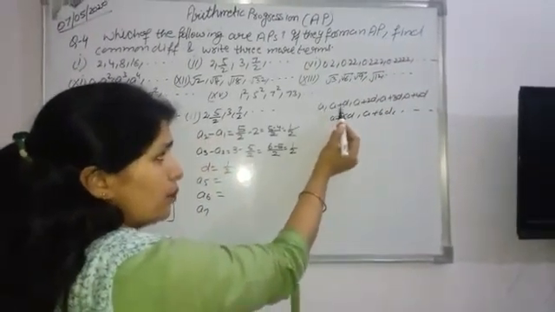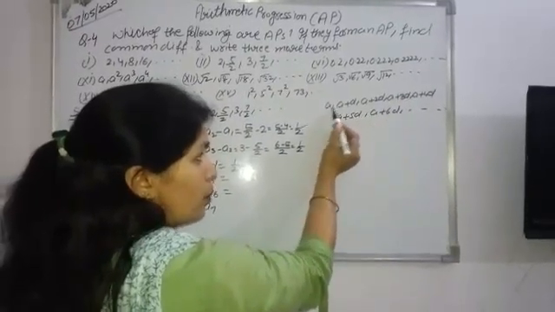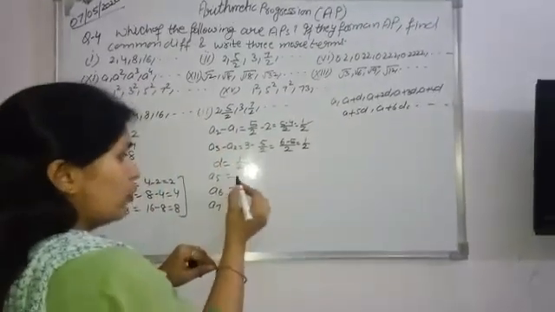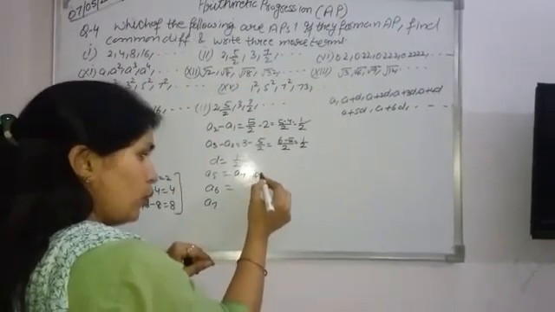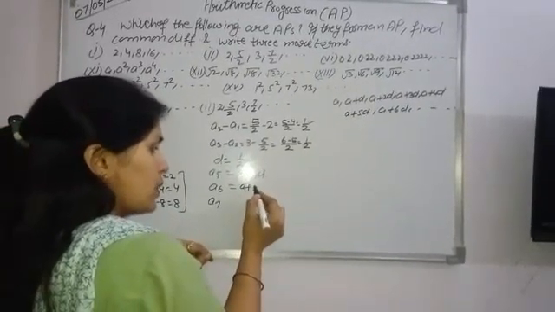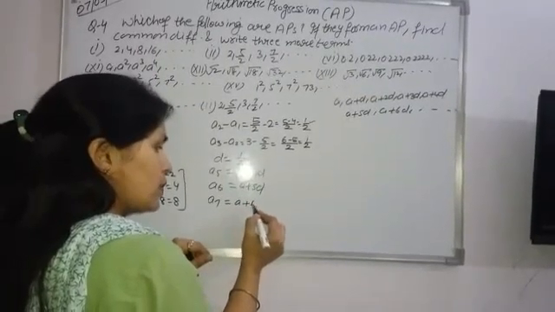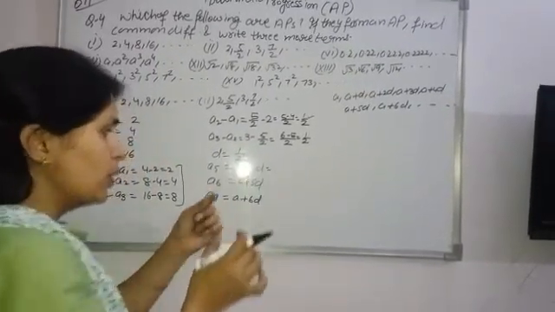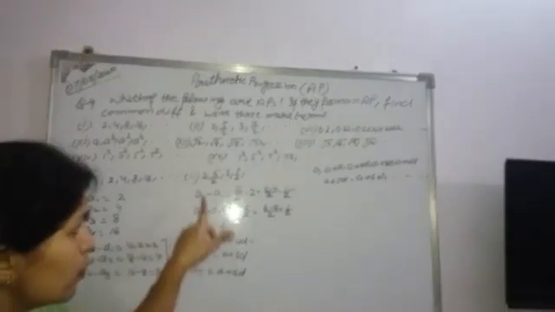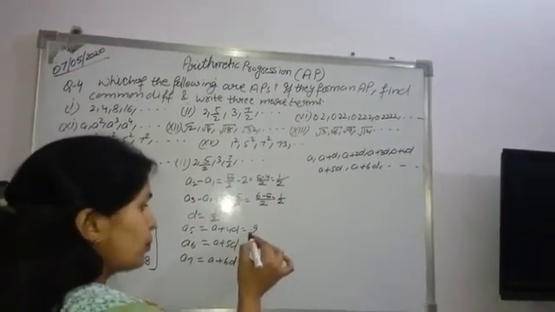This is our first term, then second term, then third term, and this is our fourth term. Up to 4 values are given to us. Next is the fifth term. What is the value of the fifth term? A plus 4D. What is the value of the sixth term? A plus 5D. What is the value of the seventh term? A plus 6D. Now substitute these values. What is the meaning of A? A stands for the first term. What is the value of the first term? The first term is equal to 2.